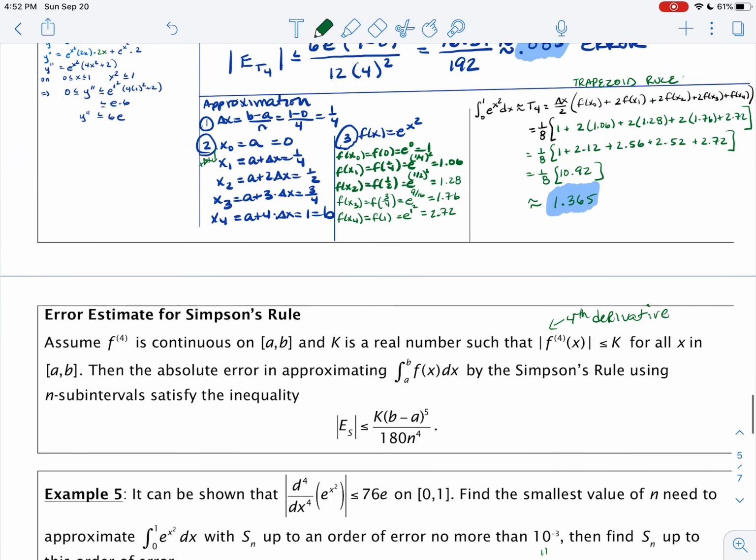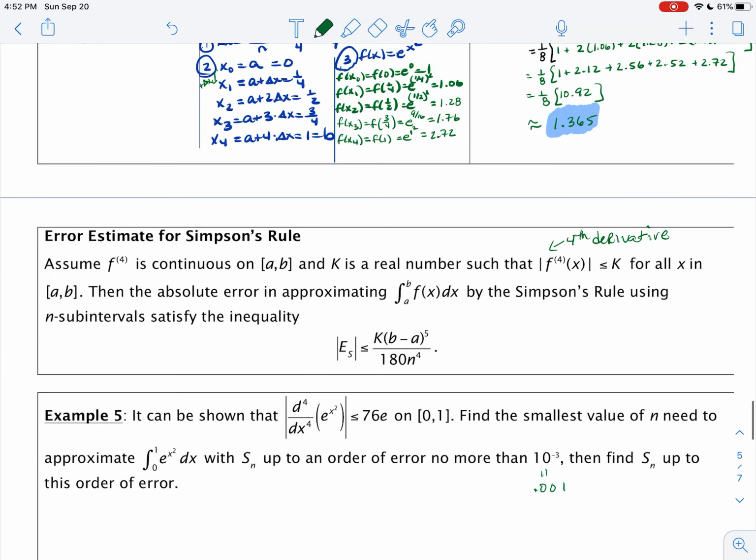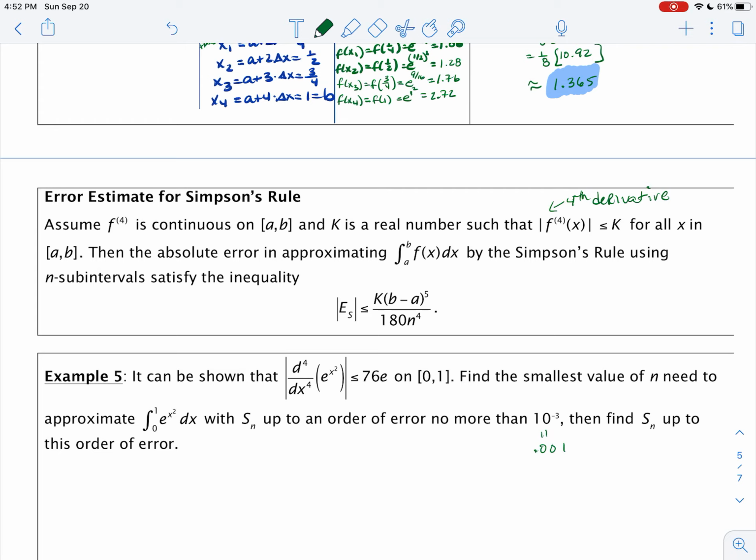But I do believe that in many cases Simpson's rule tends to be a more accurate way of calculating. And remember that Simpson's rule requires you to use an even number of intervals. But look at the rule set. So for the fourth derivative, you have to find the upper bound for k. And look at this example here. It says it can be shown that the fourth derivative of e to the x squared is less than or equal to 76 times e on 0 to 1.